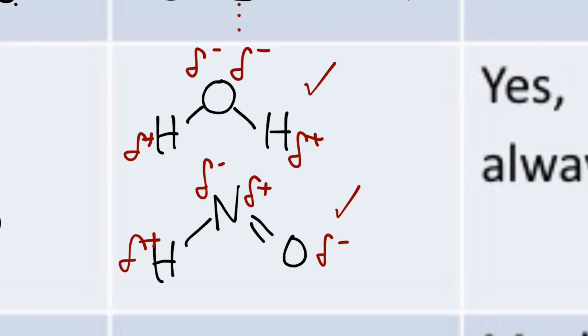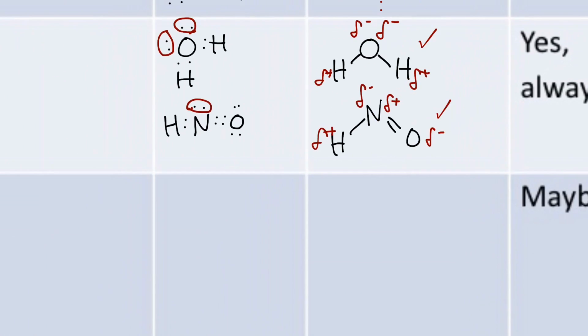And because of the unequal geometry of a bent shape, no matter what anything is bonded to it, it will always be polar. Now let's look at our next one.